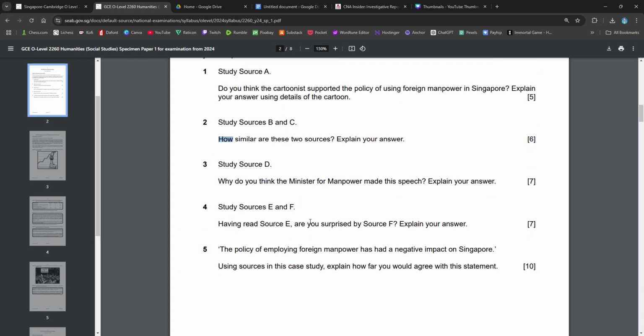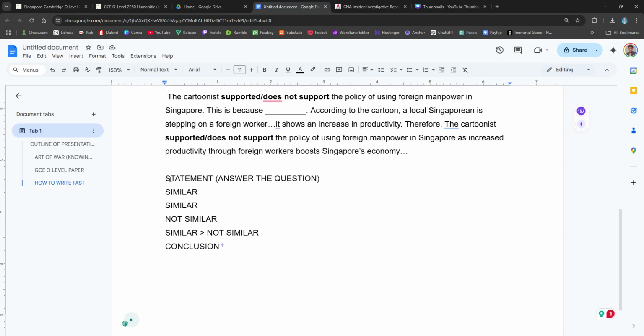Now, there's a surprise question, right? Are you surprised by source F, right? So this kind of question is called cross-referencing. You need to take a look at two different sources and go back and forth, right? So how surprised are you, right? Same concept, okay? You have the statement, right? Surprised, not surprised, right? So what do you mean by surprised and not surprised?